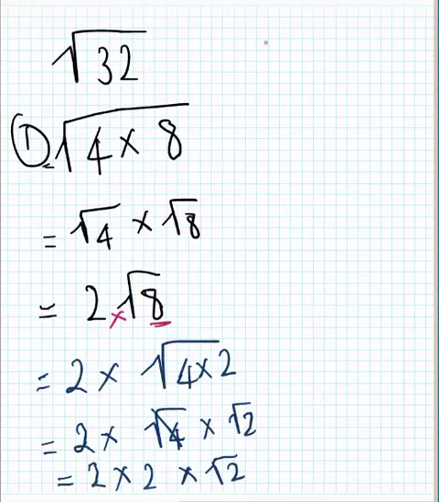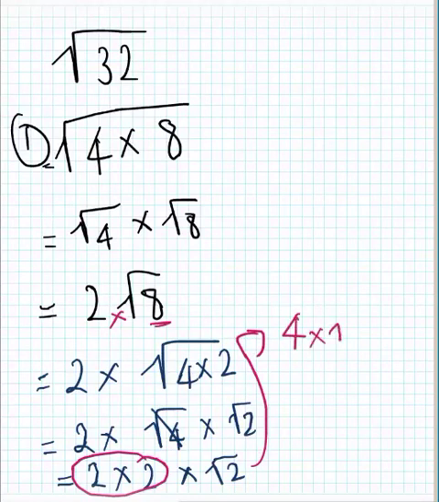And now, if you have a look here, see how we have 2 times 2? 2 times 2 is 4. They're both whole numbers, so we can actually do this. So I'll finish it up here. So we end up with 4 times the square root of 2. So finally, we end up with 4 square root of 2.